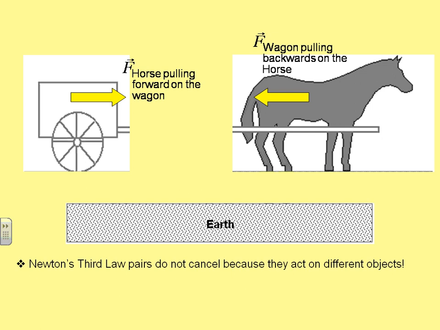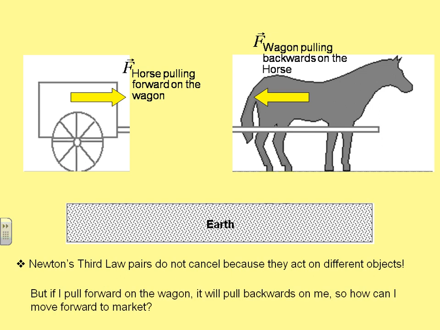So the horse, being a smart horse, says, okay, I'll give you that. But as we see here in the force diagram, if I pull forward on the wagon, the wagon's going to pull backwards on me. And if the wagon's pulling backwards on me, how am I ever going to go forward to market?